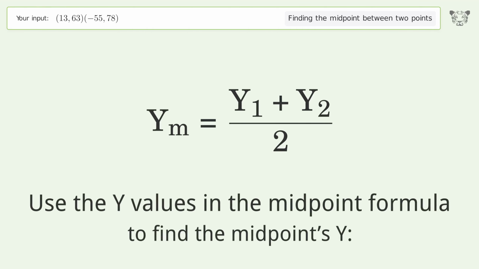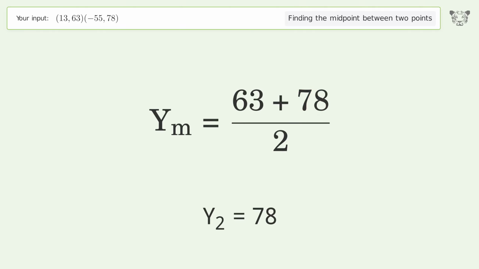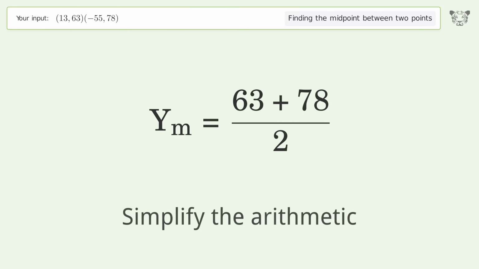Use the y values in the midpoint formula to find the midpoints y. y1 equals 63. y2 equals 78. Simplify the arithmetic.